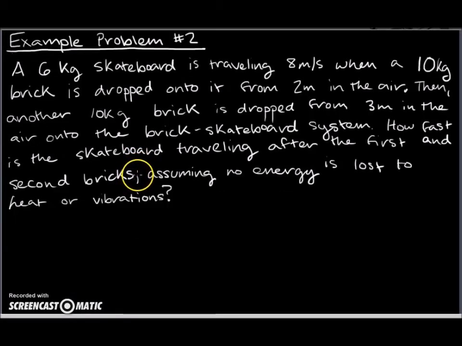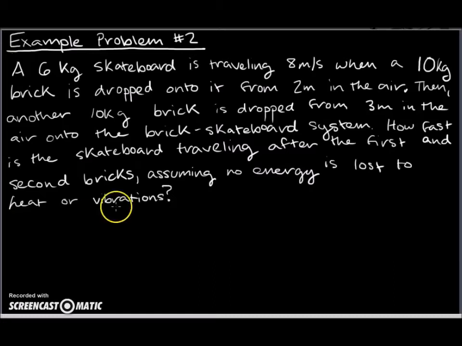Let's do one last problem involving LOL diagrams. A 6 kilogram skateboard is traveling 8 meters per second when a 10 kilogram brick is dropped onto it from 2 meters in the air. Then another 10 kilogram brick is dropped from 3 meters in the air onto the brick skateboard system. How fast is the skateboard traveling after the first and second bricks, assuming no energy is lost to heat or vibrations?